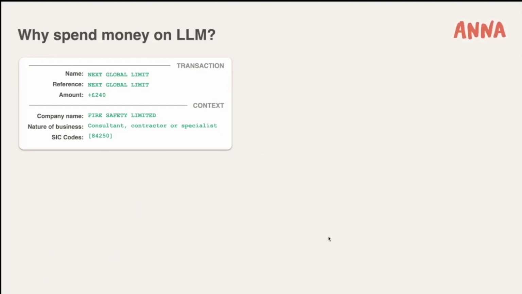In this case, we have a transaction and a context. The context is attributed to our customer. Our customer is the company Fire Safety Limited, which is a consultant primarily offering fire safety assessments. They received a payment of £200 from an unknown company, Next Global Limited. At first glance, that can be a very generic payment. It can be anything. Maybe they transferred money, or it was a loan, or maybe it was income.